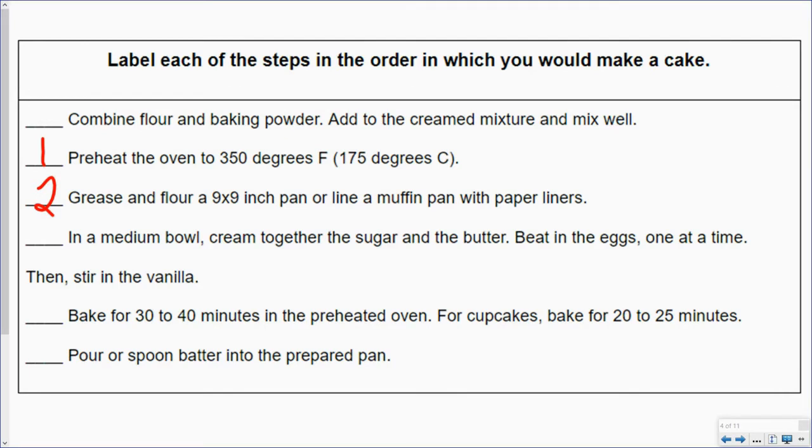Next thing we have to do is start putting our mixture together. So we'll start here with putting the sugar and the butter and the eggs all together, and then we'll combine our flour and baking powder. And once we have all of that done, we're going to put it into our pan, and then we will bake it. Now, again, if we didn't follow these steps, our cupcakes or our cake isn't going to turn out like we want it to.